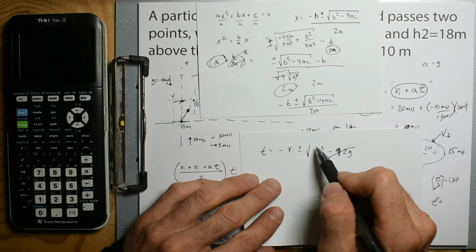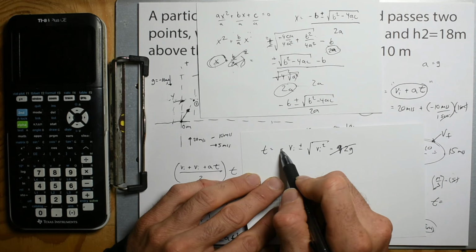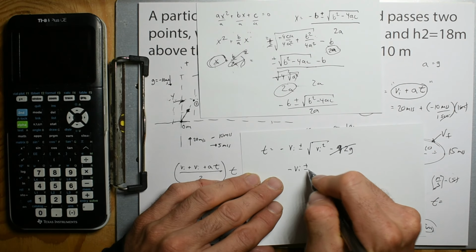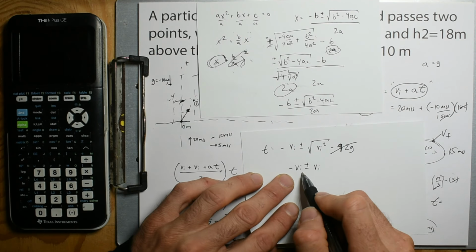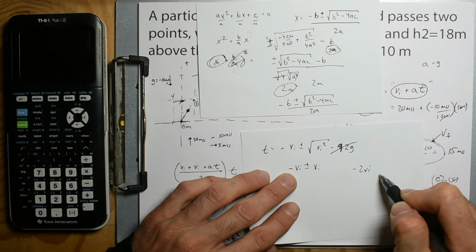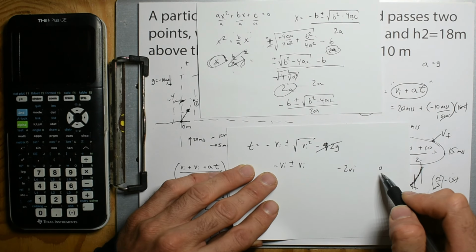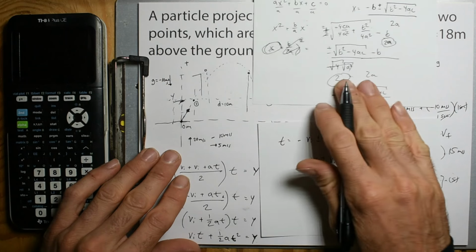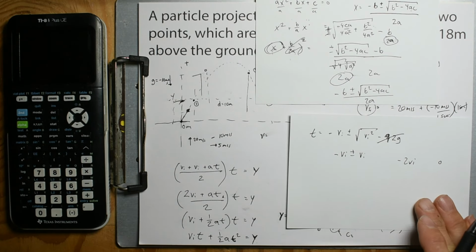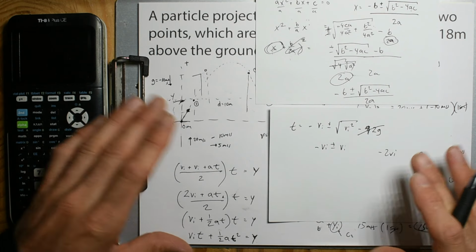Okay, and then so we have negative vi plus or minus vi. So this is either going to be negative 2 vi or it's going to be 0. Oh man, I feel like no, okay. My bad.